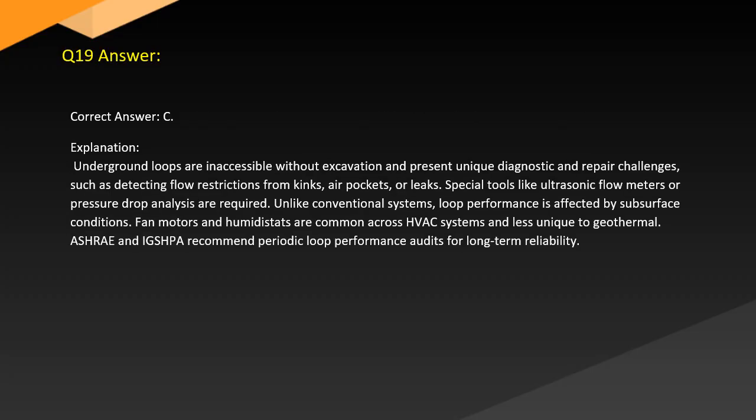Answer. Correct answer: C. Explanation. Underground loops are inaccessible without excavation and present unique diagnostic and repair challenges, such as detecting flow restrictions from kinks, air pockets, or leaks. Special tools like ultrasonic flow meters or pressure drop analysis are required. Unlike conventional systems, loop performance is affected by subsurface conditions. Fan motors and humidistats are common across HVAC systems and not unique to geothermal. ASHRAE and IGSHPA recommend periodic loop performance audits for long-term reliability.